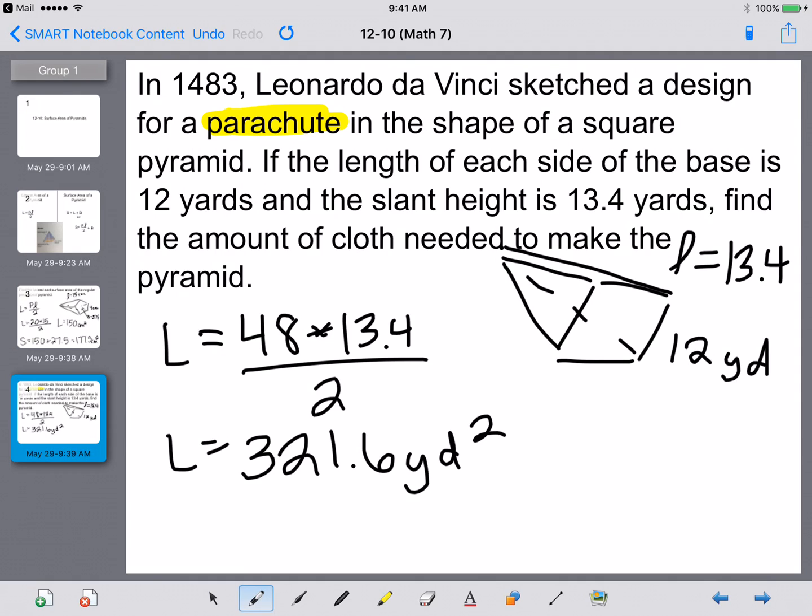Now, do I need to figure out the entire surface area for this one if we are trying to make a parachute? No. A parachute is open at the bottom. So in this case, we don't need to add on that base area, because that's open, because we're making a parachute. So the amount of fabric that he needs is this 321.6 yards squared. He wouldn't need any more because that bottom part you don't put fabric on.